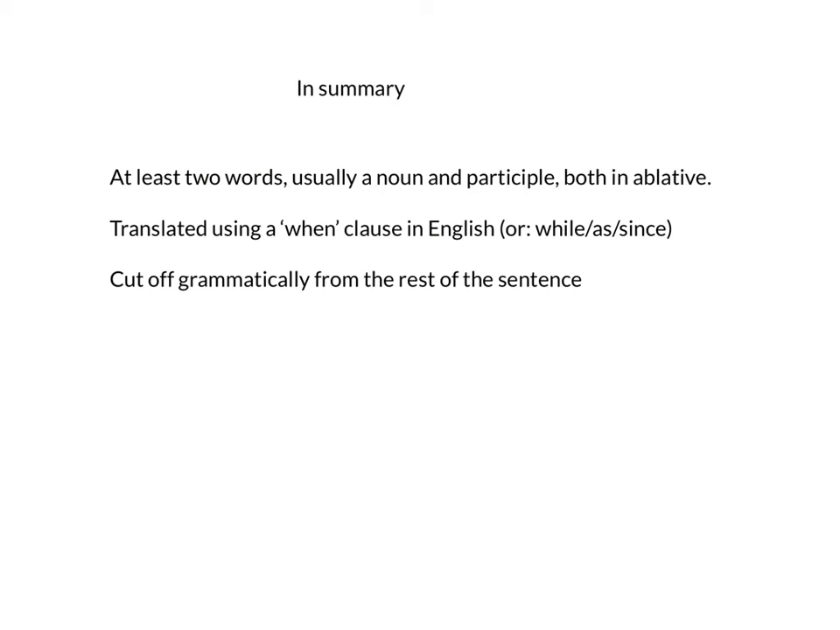So to summarise, there are three things you need to know about the ablative absolutes. One is that they include at least two words, one of which will usually be a noun, the other will usually be a participle. And both those words will be in the ablative case, which means that if they are singular, they will end with a vowel, could be any vowel, A-E-I-O-U. If they're plural, they will end in S, most likely is or ibus endings.